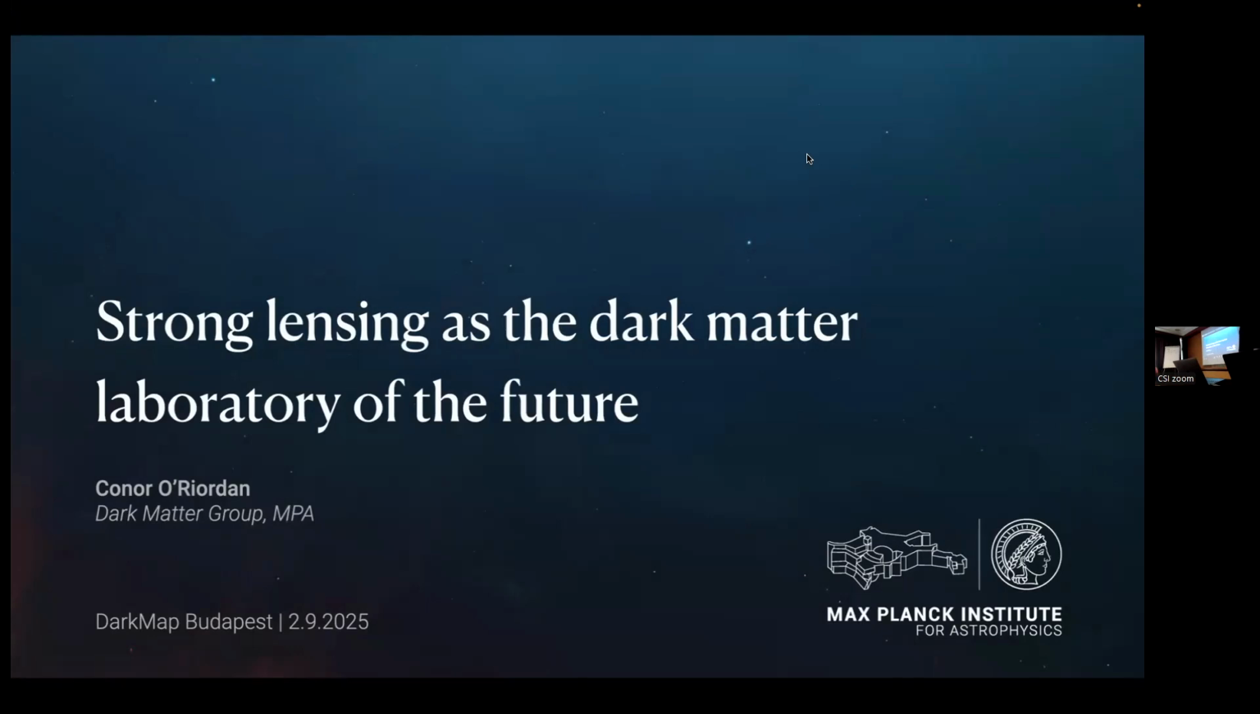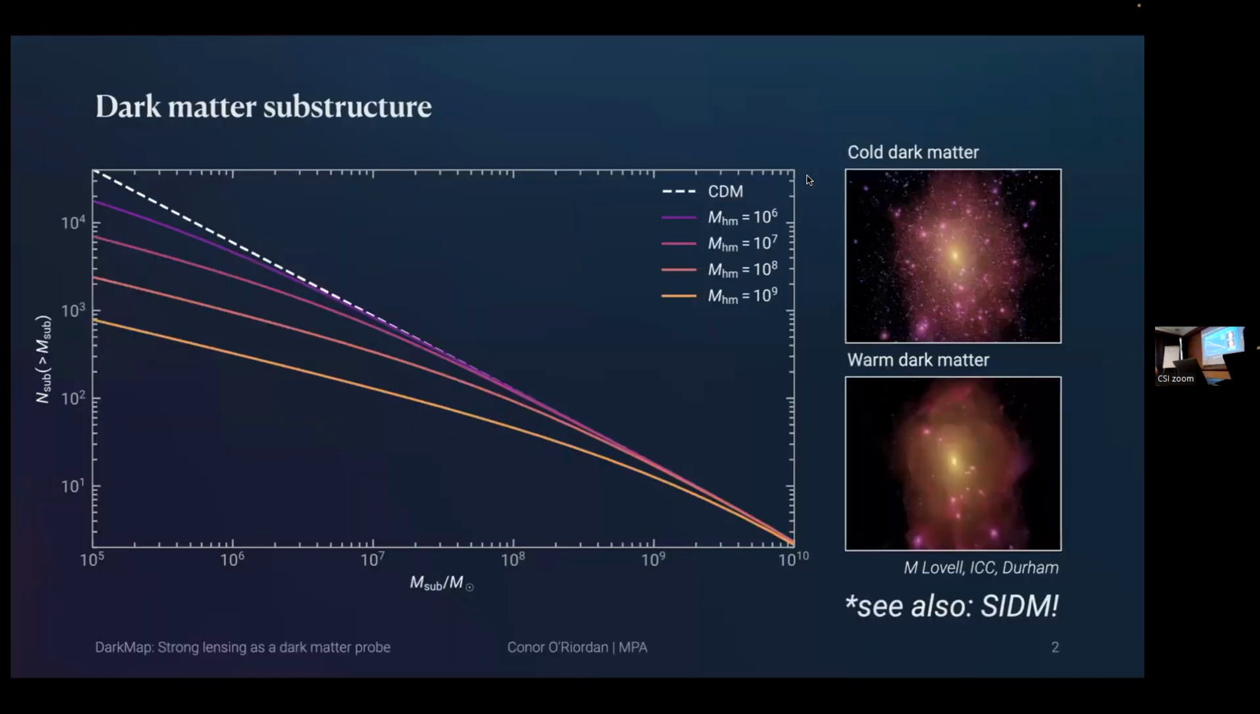So I'm going to talk today about dark matter, maybe at the smallest scale discussed so far, and that's at the subgalactic scale, where I use strong lensing to investigate the properties of dark matter at that scale. So what is the kind of thing that we look for?